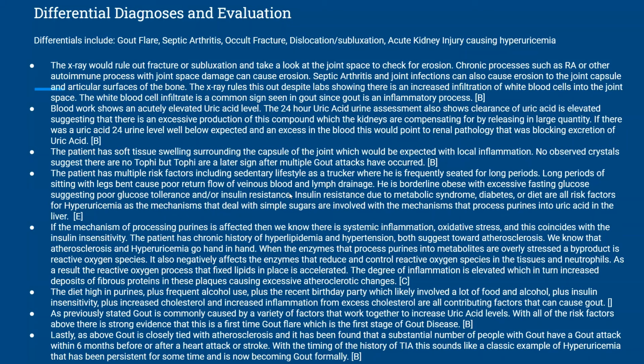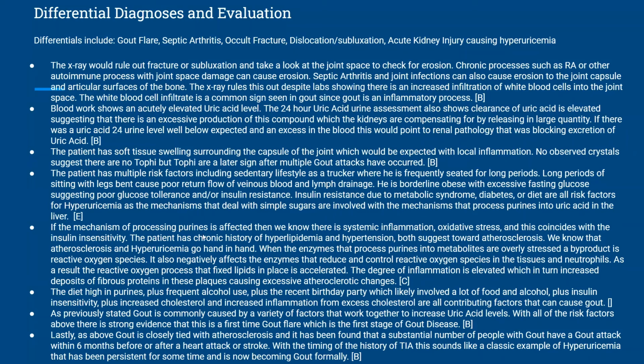Now, as far as other stuff goes, he has a lot of risk factors. Okay, so he's a truck driver. That means he spends a lot of time sitting on his butt. I know truck drivers work for a living, but you do spend a lot of time sitting down. That gives him poor return flow of venous blood and lymph drainage. He is borderline obese on top of that. He does have an excessive fasting glucose, suggesting that he's got insulin resistance on top of that. And that stuff suggests that he has metabolic syndrome, maybe pre-diabetes or diabetes. And then his self-reported diet, that he eats a lot of red meat and other stuff, high purine foods, is concerning.